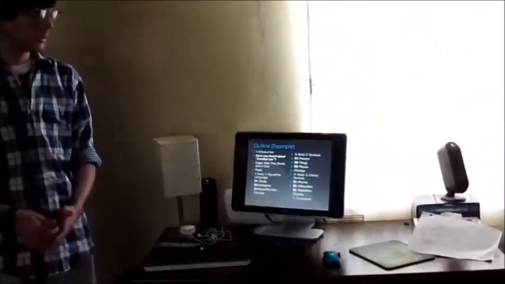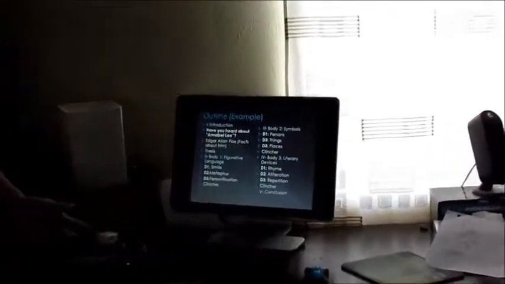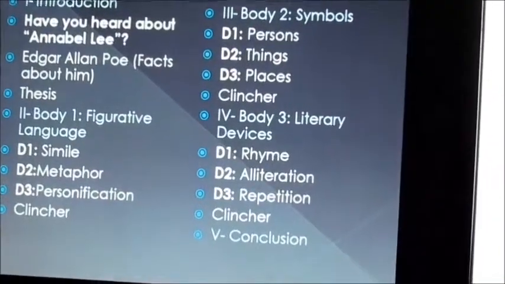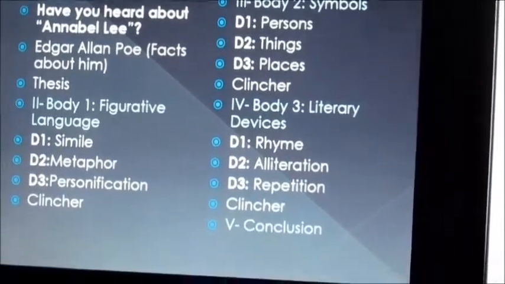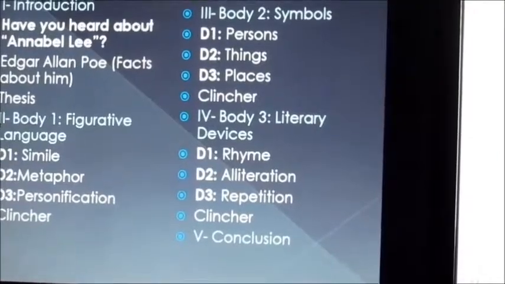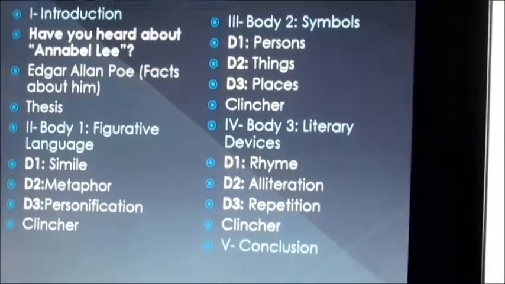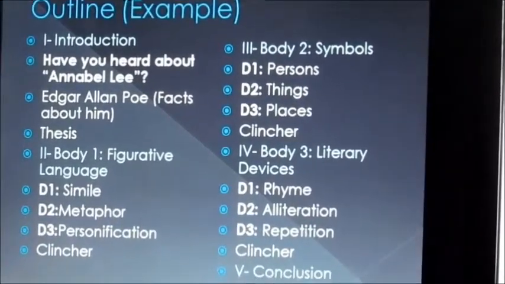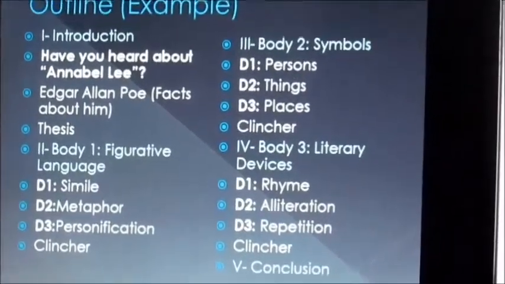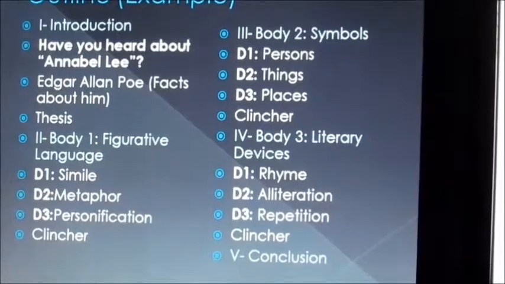Then in body 3, we will talk about literary devices. These are rhyme, alliteration, and repetition of words. As we said before, Annabel Lee can be an example of repetition. And then you will end the paragraph with a clincher sentence, and to finalize the essay you will put the conclusion, and here you will put your opinion about the poem.